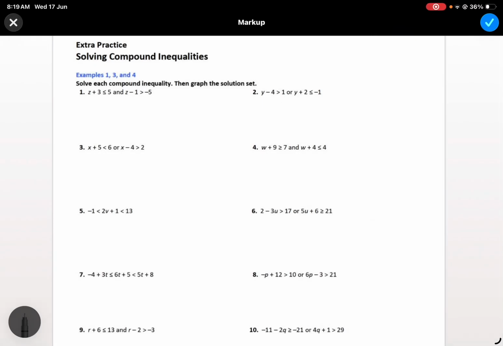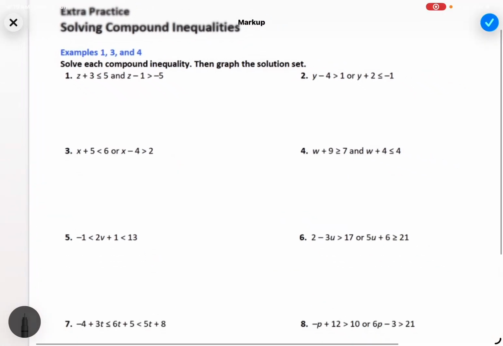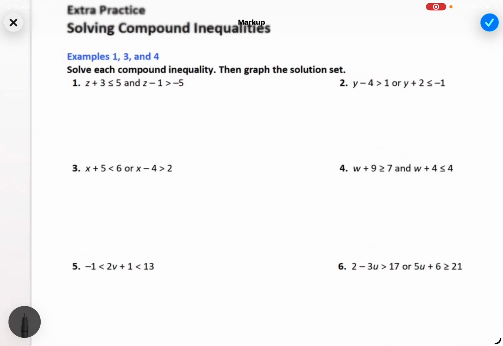Okay, so here we have solving compound inequalities. This is module 6, lesson 3. It's quite easy actually. It looks complicated, but it's really not.